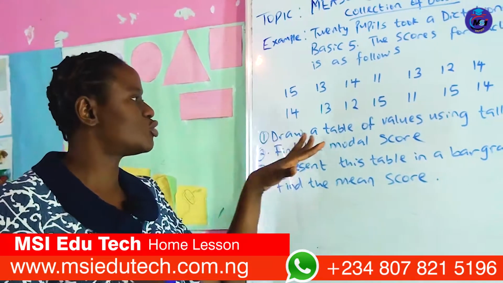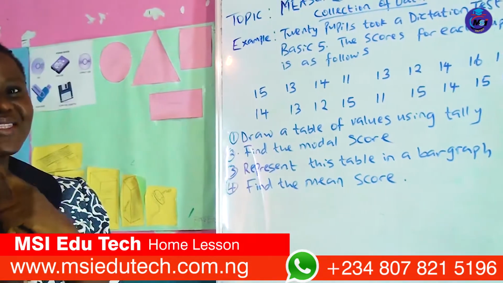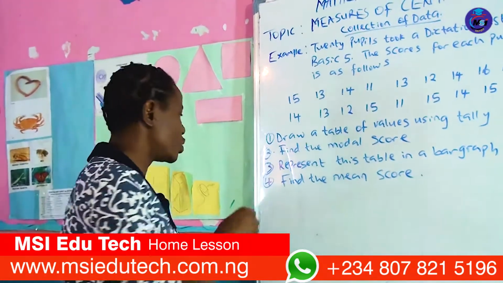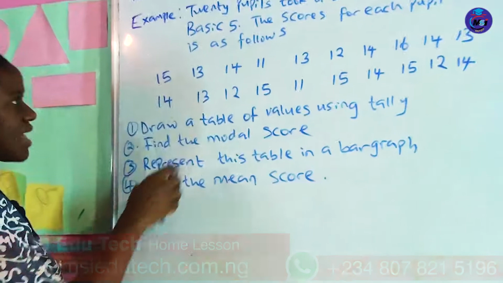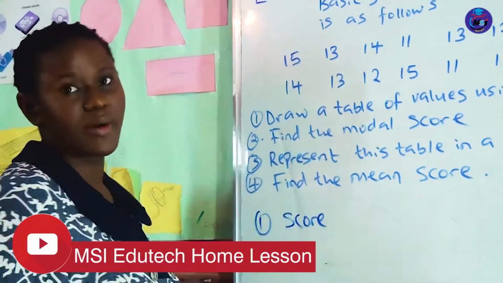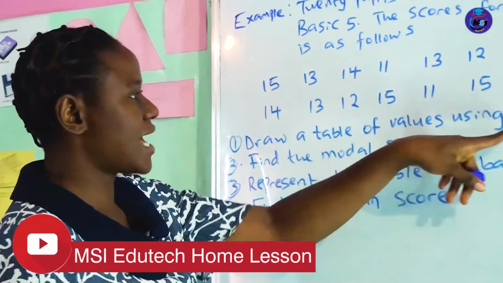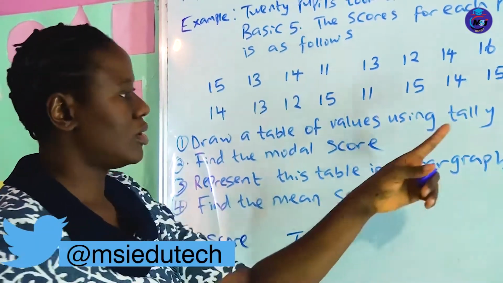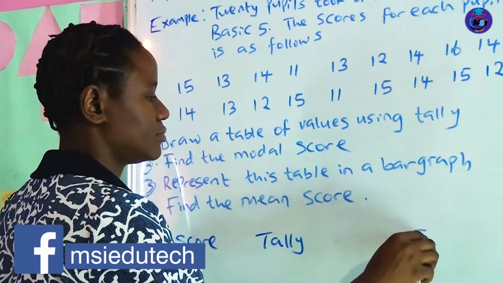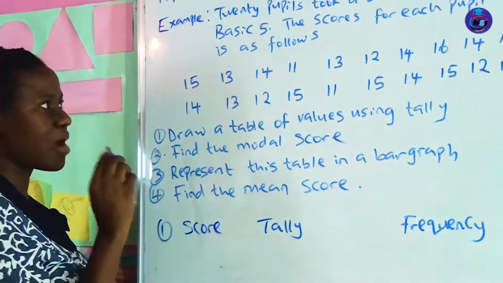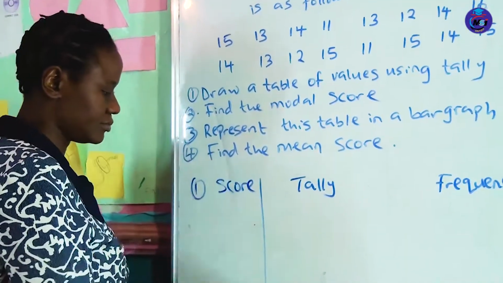The question asks us to draw a table of values using tally. Now, this is what we'll do. We'll look at the marks. This is the marks, or let's call it score. Okay, now we're asked to use tally. Now, frequency. That is the number. So we need to be very careful while doing this.